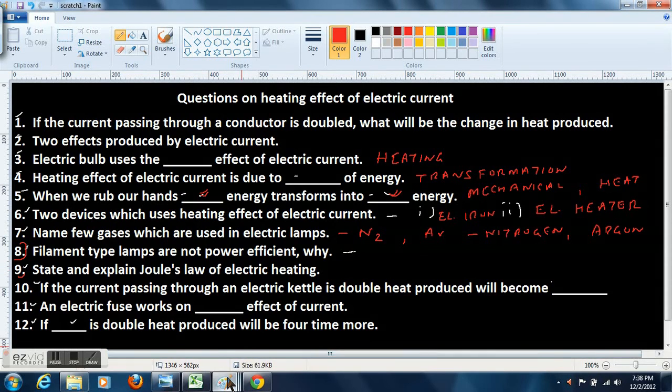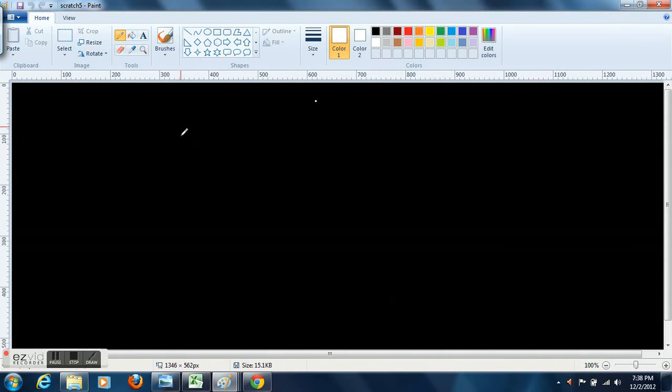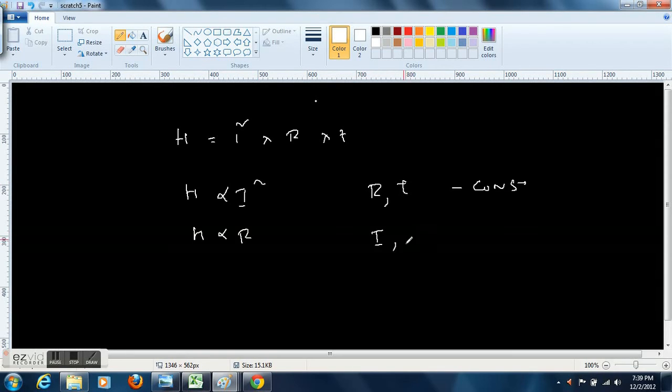State and explain Joule's law of electric heating. First let me write the formula, and from that formula I will explain the Joule's law. The formula for producing heat is H equal to I square into R into T. That means H is proportional to I square when R and T are constant. Again, H is proportional to R when current flow, that is I, and T are constant. Current flow and time, these two are constant. Again, heat produced, H, is proportional to T when I and R are constant. That means current flow and resistance are constant.